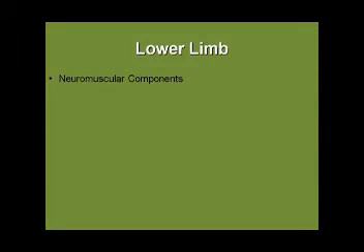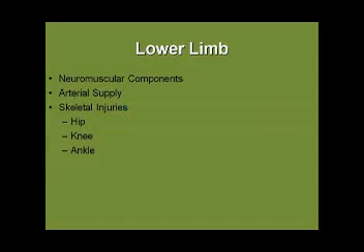And this is going to be, in many ways, much simpler than the upper limb because in the upper limb we have multiple exceptions that we needed to pay attention to. In the lower limb, there are no important exceptions. So this will go much more quickly. We'll take a very quick look at arterial supply to the lower limb and then look at a few of the skeletal injuries that are clinically important at the levels of the hip, the knee, and the ankle.